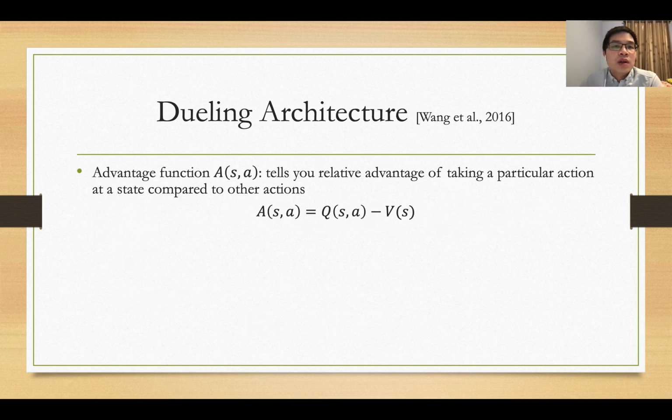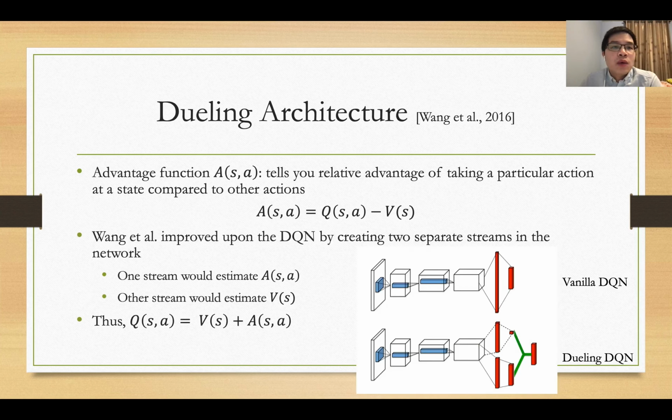Next, we have the dueling architecture by Wang and his co-authors, but first I will have to define the advantage function. So the advantage function simply tells you the relative advantage of taking a particular action at a state compared to other actions, and it is defined as the difference between the action values and the state values. So Wang and his co-authors improved on DQN by creating two separate streams in a network, where one stream would estimate the advantage values and the other stream would estimate the state values. And from these two streams, we could find the action values or Q function by simply adding state values and advantage values together.